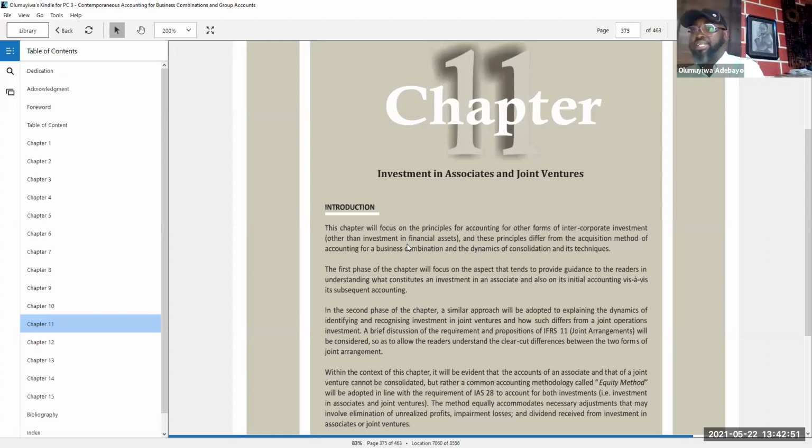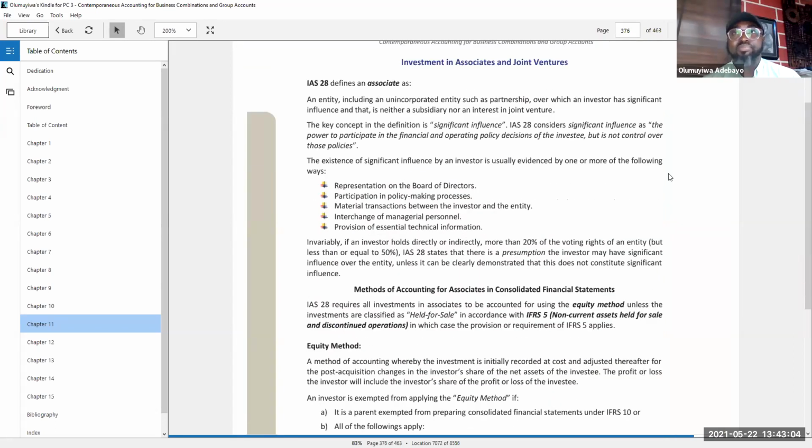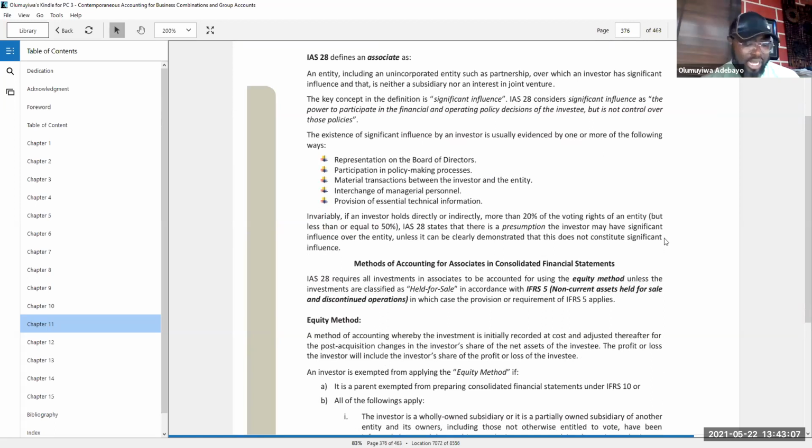These are what we'll likely come across or discuss with respect to this. Okay, and our discussion will go as follows. How does IAS 28 define an associate?